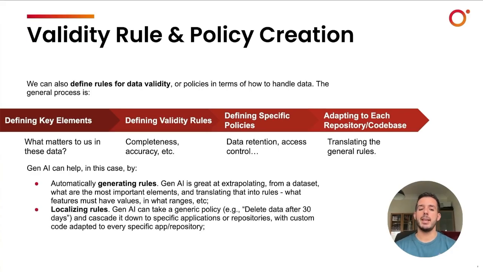And then localizing rules, right? As we said, GenAI can also be good at actually translating those generic policies into specific ones. So what you can do is you can take a generic policy, such as saying, hey, we have to delete data after 30 days, and then cascade it down to specific applications or repositories with custom code. You can even generate the literal code adapted to every specific application or repository. For example, if you have a mobile application and you have the general policy of deleting data after 30 days, you can literally dump the source code on an LLM and say, hey, what are the changes that we need to make in order to delete the data automatically after 30 days? Or if that application is inserting the data in a specific repository, then what is the code that you have to change for that repository to automatically delete the data after that period?